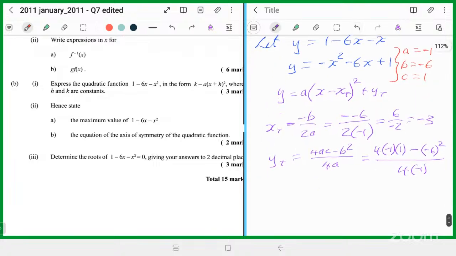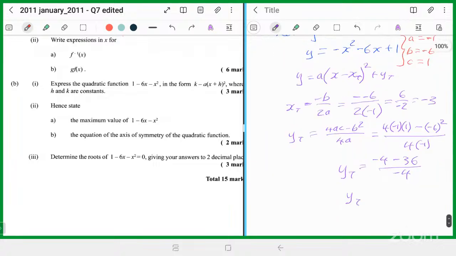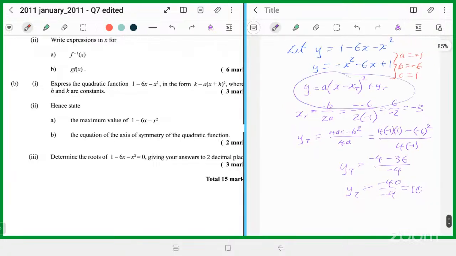Let's consolidate the values now. That's 4 times -1 times 1, becomes a -4 right here. This stays a minus, and this becomes a 36, divided by, this becomes a -4. So yt equals, that's a -40 over -4. The negatives cancel, and 40 over 4 is 10. So yt is 10.